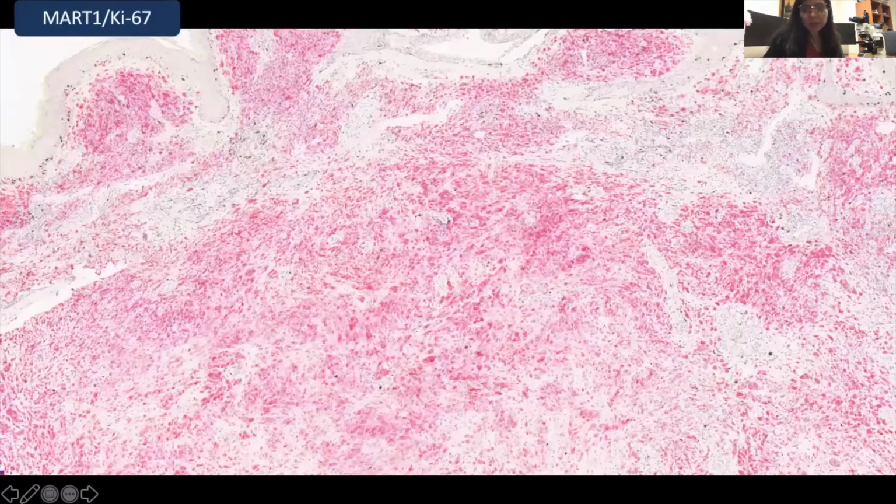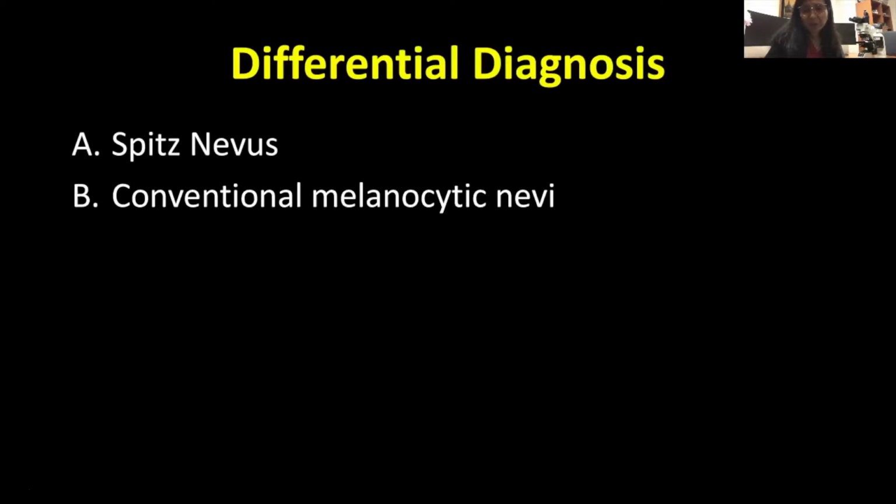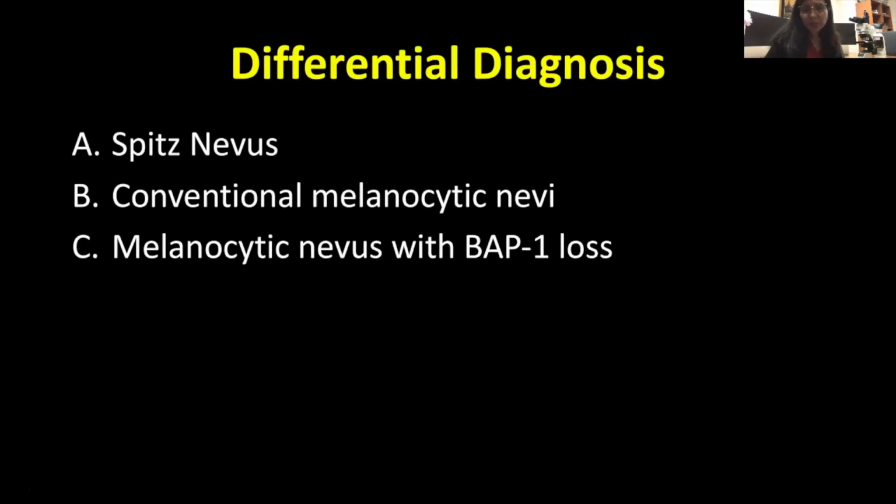And here is the double staining with MITF and Ki67. What we are seeing is only the MITF-expressing melanocytes with no proliferation rate highlighted by Ki67 expression. So the differential was: is this just a Spitz nevus, or a conventional compound melanocytic nevus, or a melanocytic nevus with BAP1 loss.